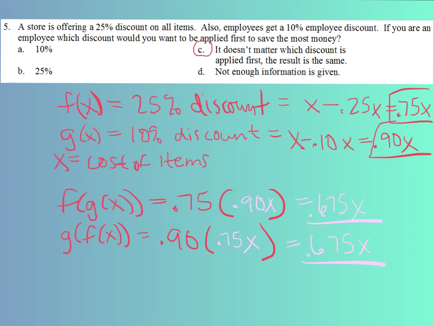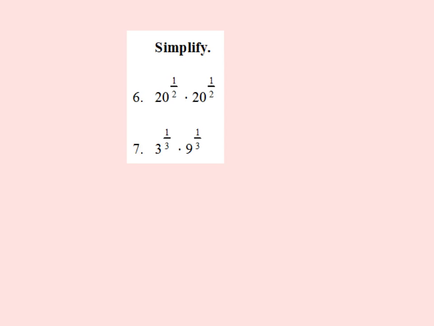Now for number 6, what we're doing is we're multiplying two values together, and you notice that the base value is the same. I have 20s there. So when my base is the same number and I'm multiplying, all I have to do is add my exponents. So this is really the same as 20 to the 1/2 plus 1/2, which equals 20 to the first power, which is really just the number 20.